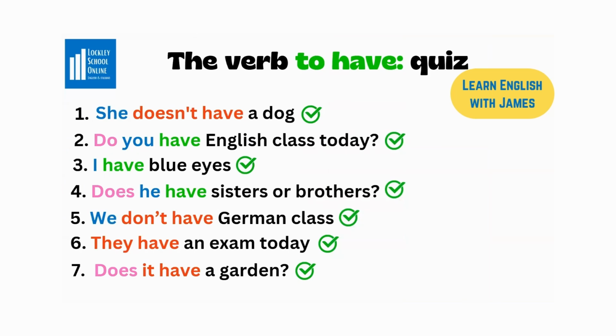So here we go. Number one, she doesn't have a dog. Number two, do you have English class today? Number 3, I have blue eyes. Number 4, does he have sisters or brothers? Number 5, we don't have German class. Number 6, do they have an exam today?